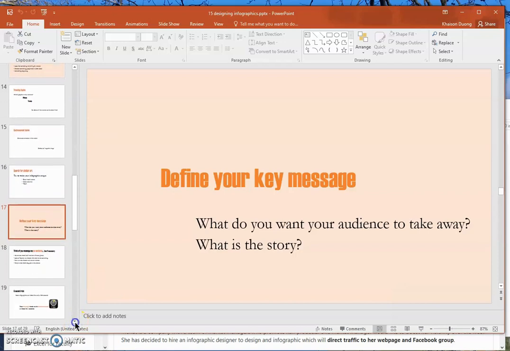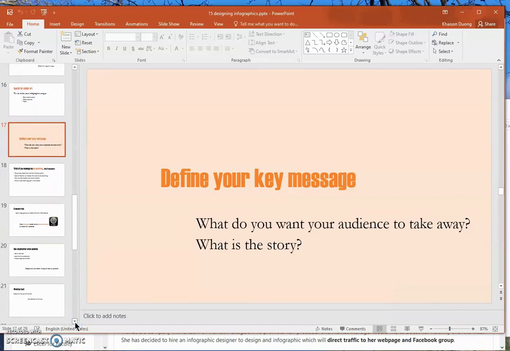Your key message, very, very, very important. So I often say, if people are going to think of one sentence to take away from your infographic, what would that sentence be? Okay, so for example, it might be, you need to buy this hair product, or you need to take care of your hair, or more and more men are balding, but there is a solution, right? What is the key message? Okay, so you have to define that, and I would think that's a really, really important step.